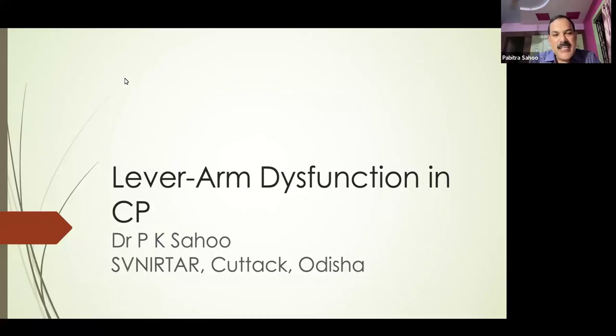It is related to our normal day-to-day evaluation, but hardly do we think about what is the reason behind this lever arm dysfunction. So without wasting time, I think I should start the presentation on lever arm dysfunction and CP.